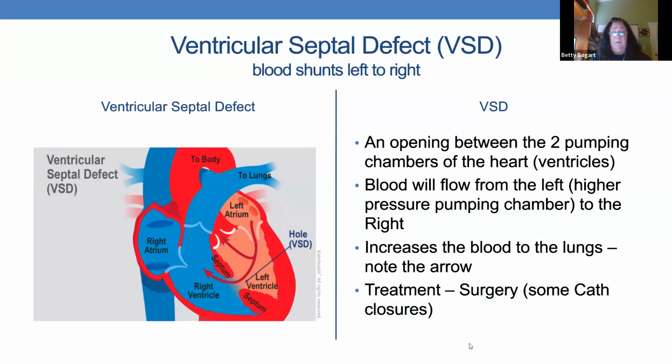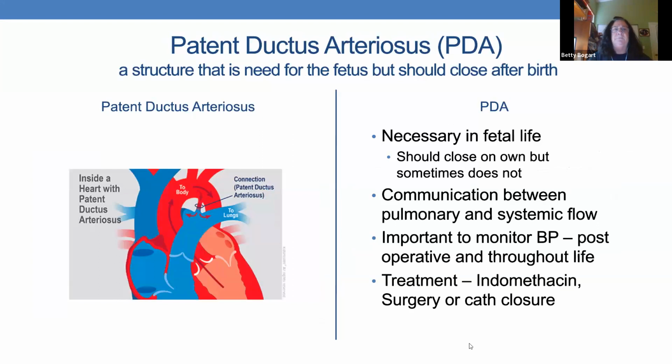A VSD, well, this is your lower chambers, right? Again, the left ventricle's pumping, so there's a lot of high pressure. So the shunt goes from the left to the right, okay? And again, more blood flow into the lungs. Treatment, again, it could be cardiac cath, sometimes surgery. And remember, some of these are so small, they just go away as the child grows.